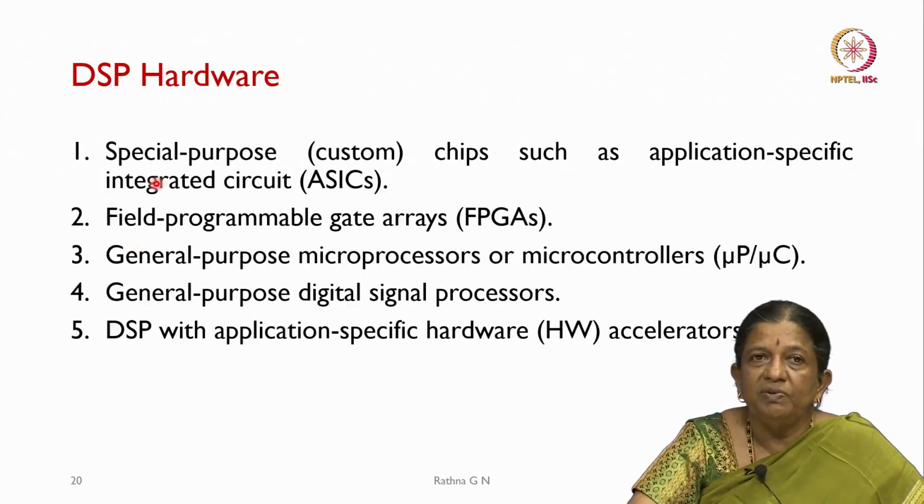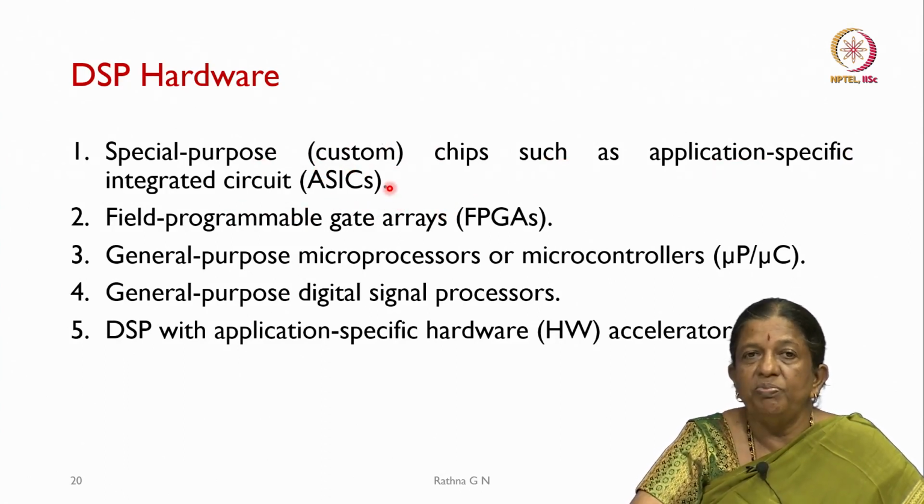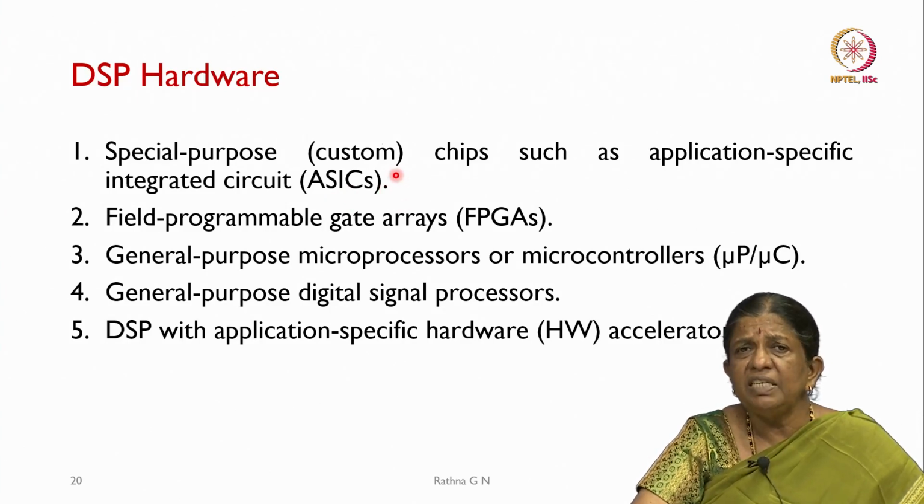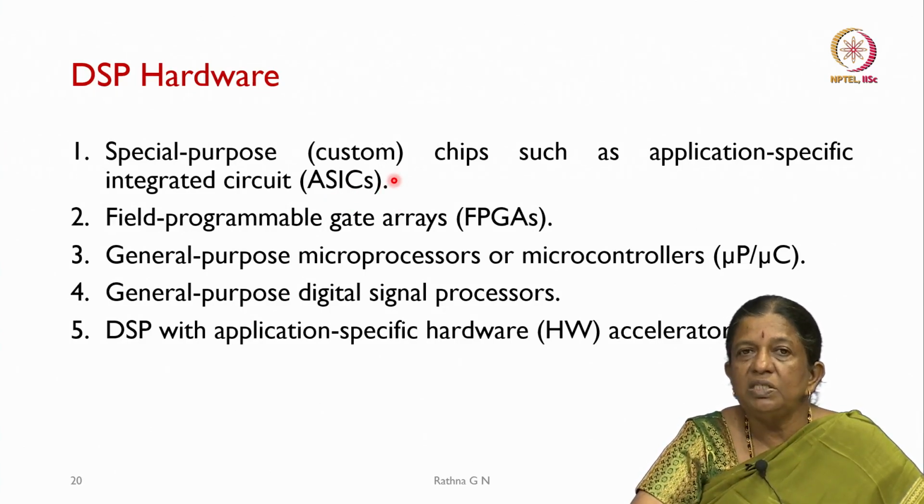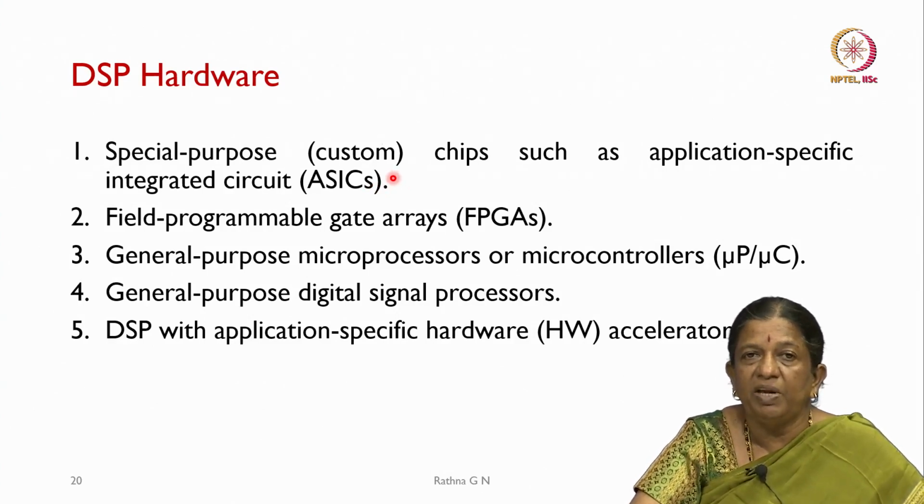Now, once we have discussed the ADC, we will look into the DSP hardware. As you will see, there are 5 varieties of them. One is special purpose, where we usually custom build the chips, such as application specific integrated circuits, which we call ASICs. One of the advantages is that if you are going for a very huge volume, the cost per unit is going to be very low. We will see in a while how they compare.